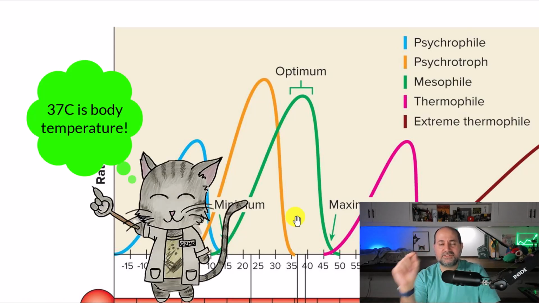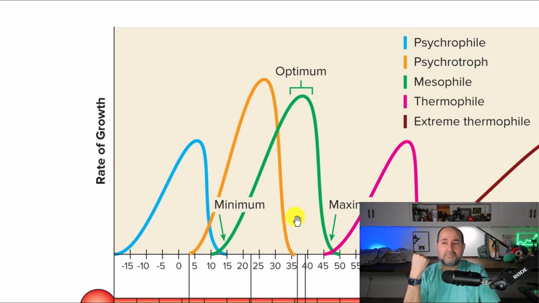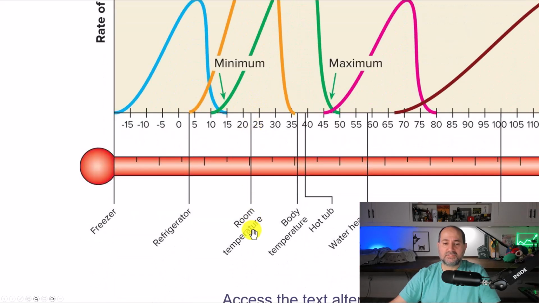37 degrees C, you should know that 37 degrees C is body temperature, your body's temperature. And guess what? Certain mesophiles prefer your body's temperature, right? They prefer 37 degrees. Does that make sense? Whereas psychrotrophs, see this orange line here? Psychrotrophs prefer, see their optimal is around room temperature.